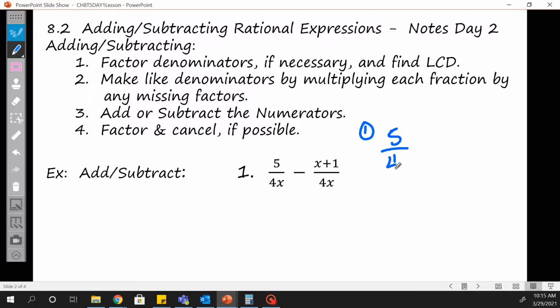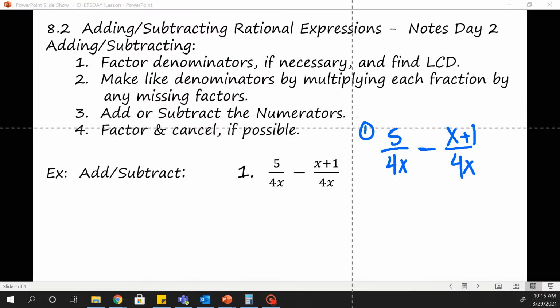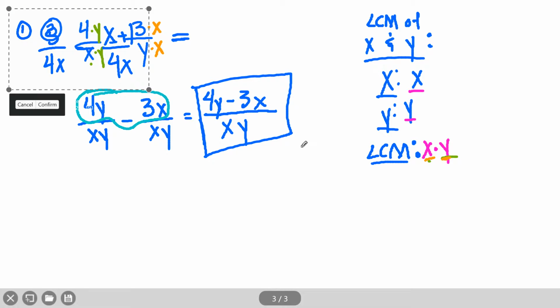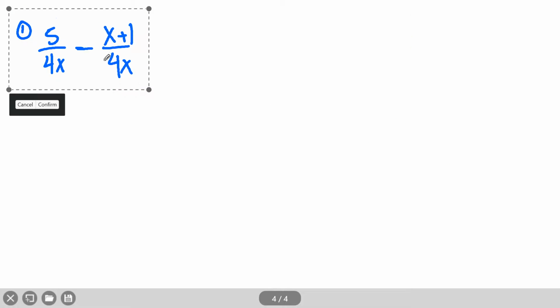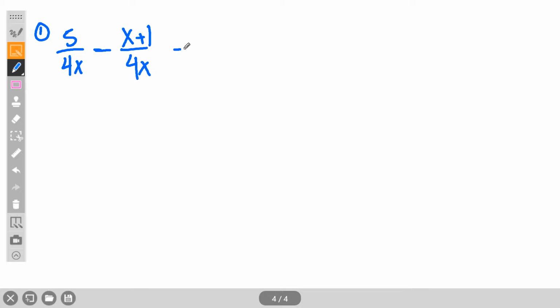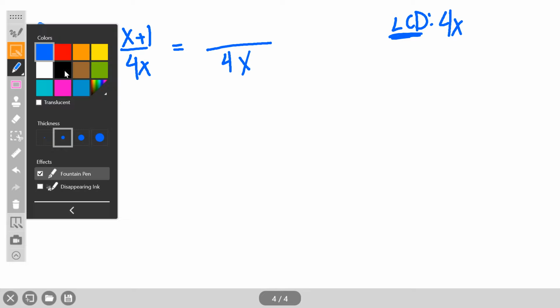So if we look at the first one, 5 over 4x minus x plus 1 over 4x, you'll notice that the denominators are already the same. The denominators are both 4x. So there's nothing really to do as far as the denominators are concerned because the LCM of these two is the same. The LCD is 4x. Since the denominators are already the same, the answer will also have a denominator of 4x.